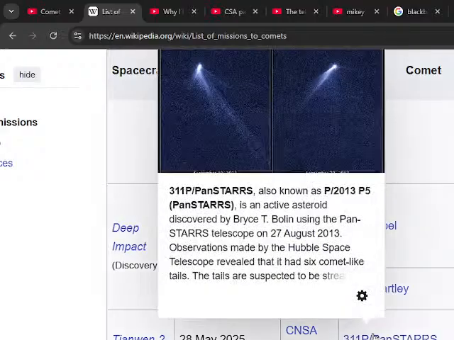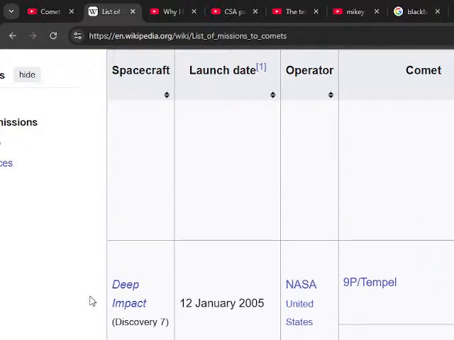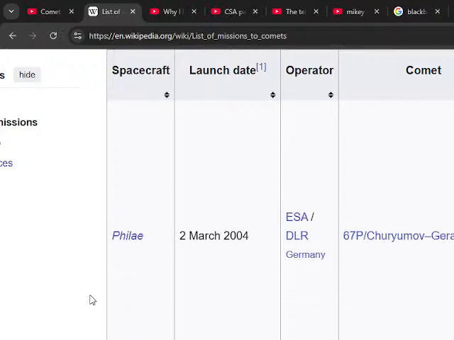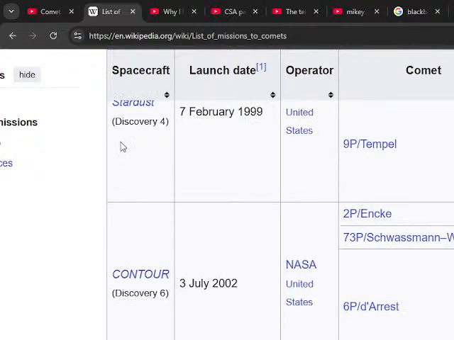And then you have Deep Impact, which went to 9P Tempel and 103P Hartley. And then you have Chang'e, which was by the Chinese Space Agency, and it went to 31 Pan-STARRS. It's en route at the moment. So there's been plenty of missions to study, and then we've actually had sample return missions, so we know what's in the tail of the comet.